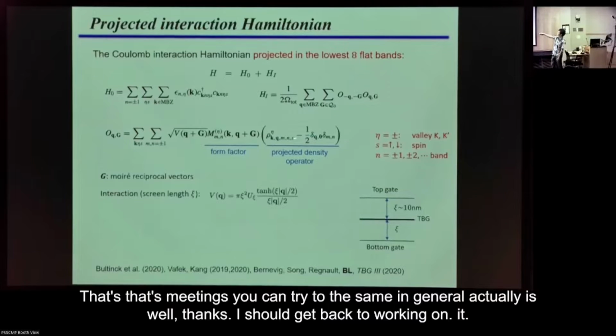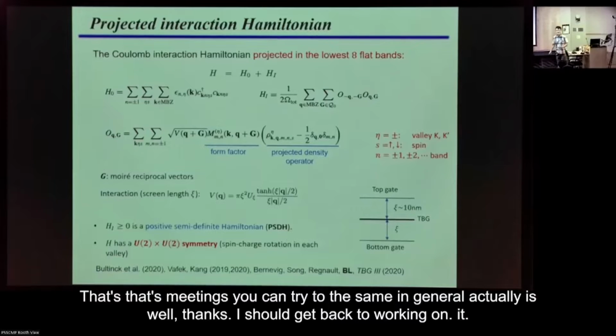As Nicholas already introduced, when you project the interaction into the 8 Bloch bands, this is your Hamiltonian. You can rewrite it in a semi-definite form, which is basically O_{-Q,-G} dagger O_{Q,G}. So it's something like O dagger O, which is non-negative. And this operator O is the projected density operator: the bilinear electron density operator times the form factor from the projections. When you do the projections, you get some factors from the wave functions. And this coefficient, because V is the Coulomb interaction, which is always positive, you can take a square root. It's still a real number, so you can make a Hermitian operator from O dagger O, which is non-negative.